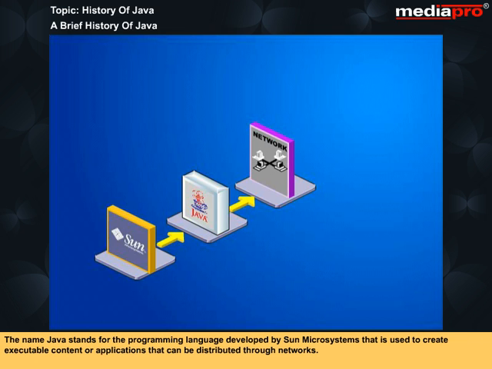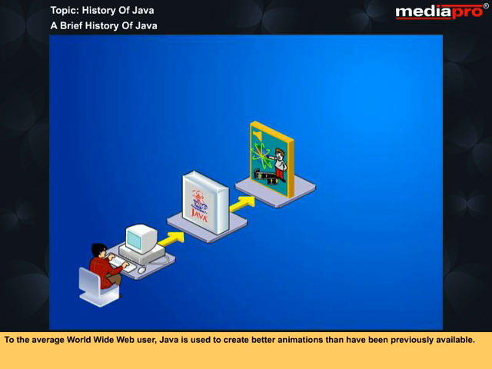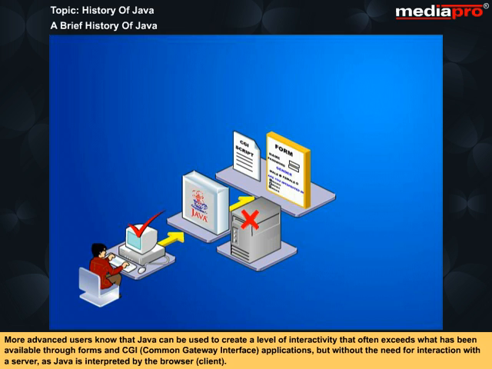The name Java stands for the programming language developed by Sun Microsystems that is used to create executable content or applications that can be distributed through networks. To the average World Wide Web user, Java is used to create better animations than have been previously available. More advanced users know that Java can be used to create a level of interactivity that often exceeds what has been available through forms and CGI, Common Gateway Interface, applications, but without the need for interaction with the server as Java is interpreted by the browser, client.